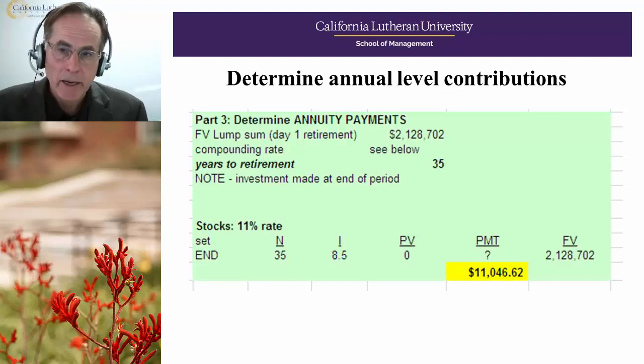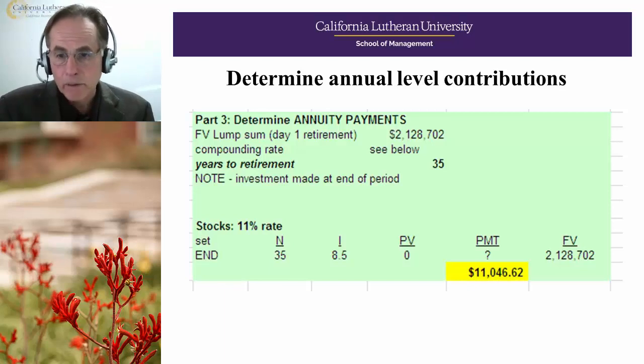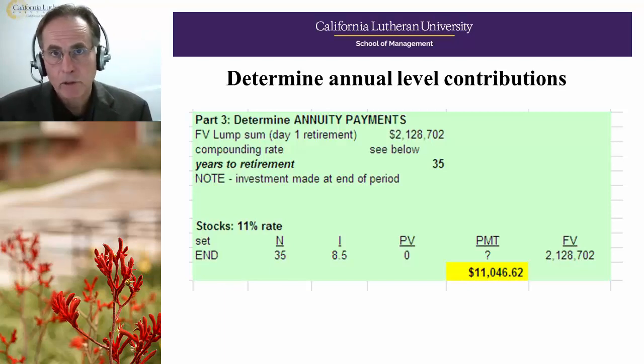And then I calculate an annual contribution of $11,046.62. So if our clients put that in at the end of every year for 35 years, and that compounds at 8.5%, they would expect to accumulate in excess of $2 million. Level contribution.